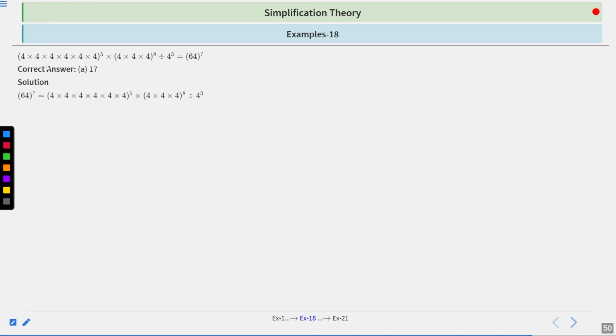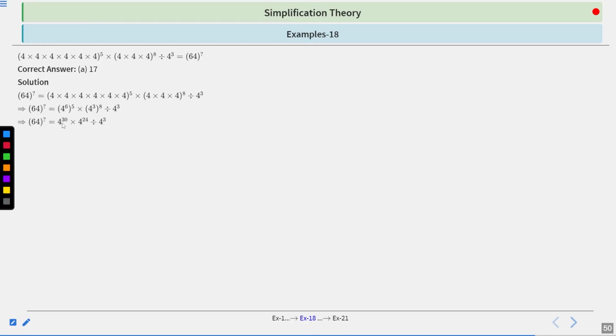So we know that how many times is 4 there? There are 6 times of 4 in the first bracket with whole power 5. And in another bracket there are 3 fours, whole power is 8, and dividing by 4 to the power 3. So when we solve it, we get 4 to the power 6 to the whole power 5, multiplying by 4 to the power 3 whole power 8, and dividing by 4 to the power 3.